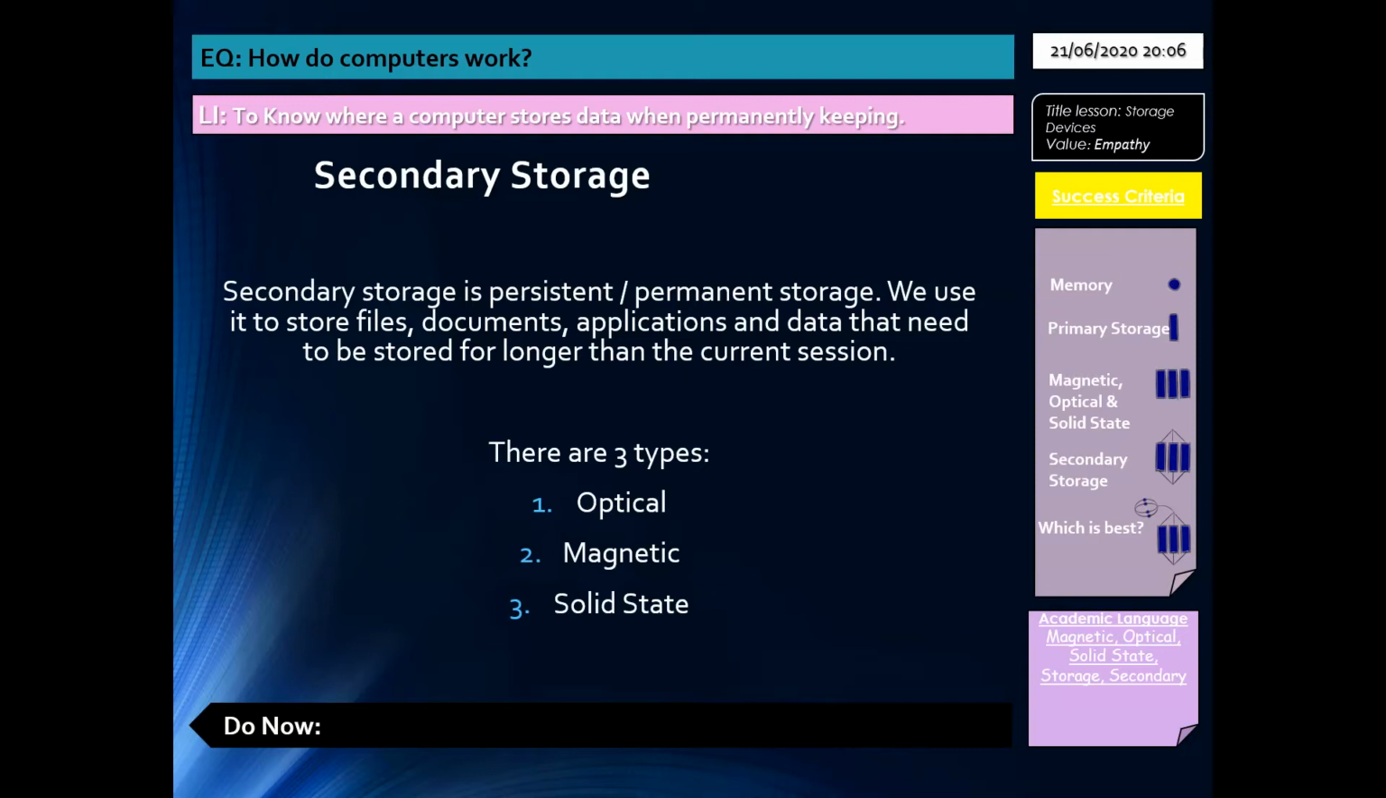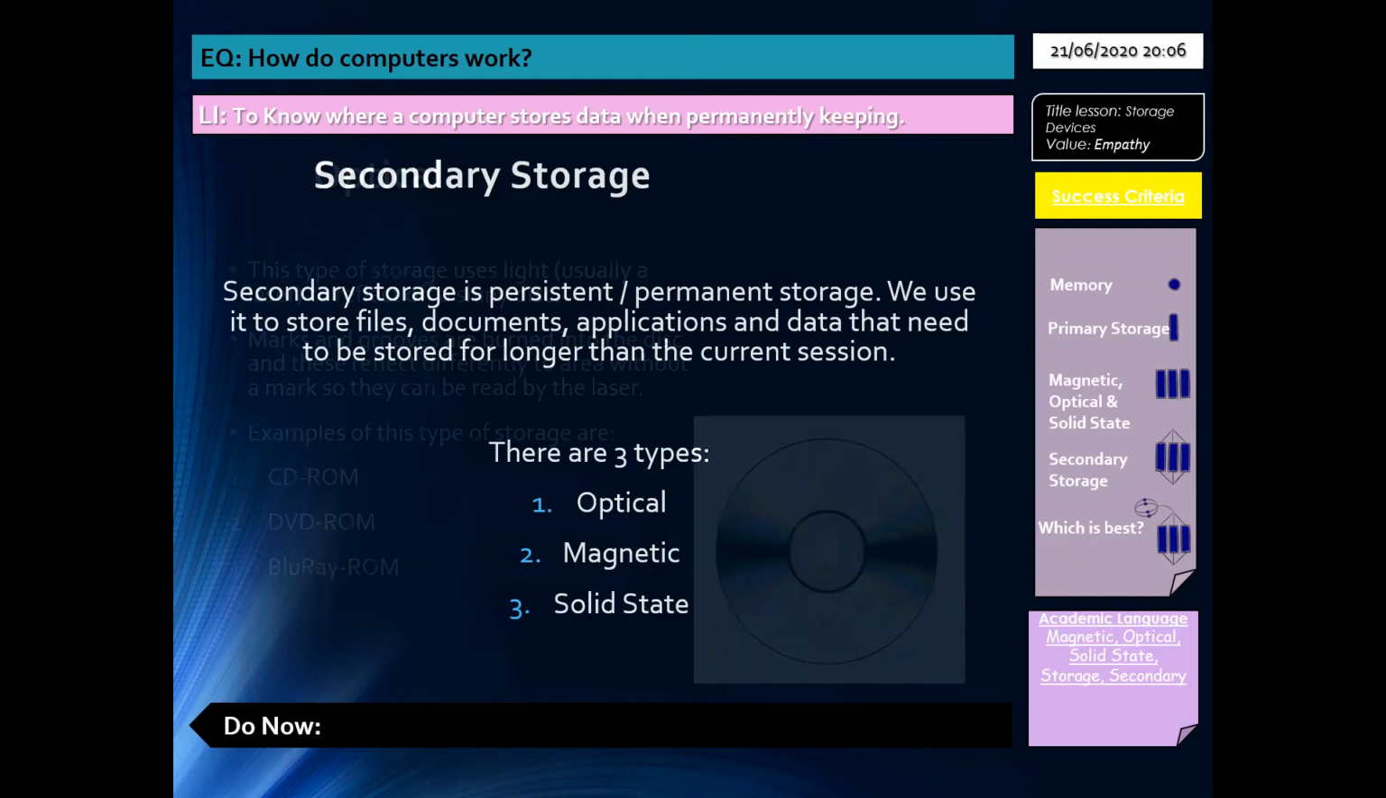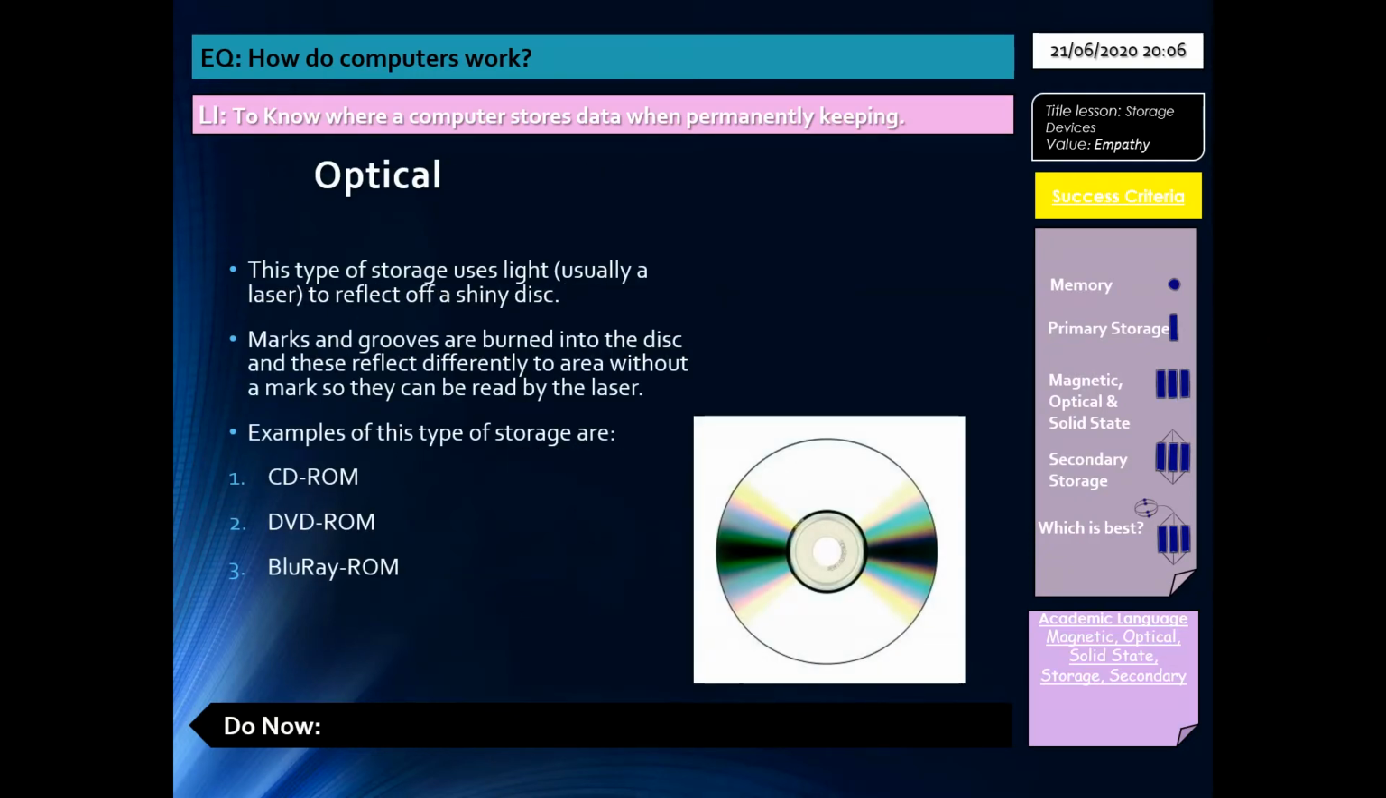There are 3 main types: optical, magnetic, and solid state. Optical. This is a type of storage that uses light, usually a laser, to reflect off a shiny disk. Marks and grooves are burned into the disk, and these reflect differently to an area without a mark, so they can be read by a laser.